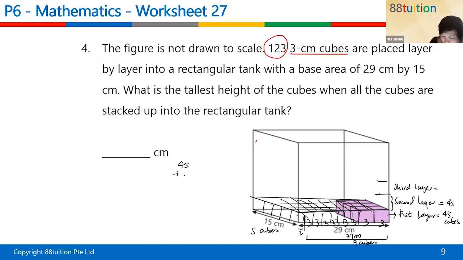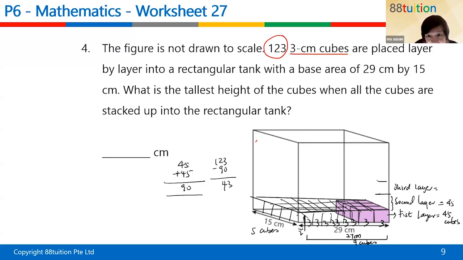You have 45 and 45. You will get 90 in the two layers. You use 123 minus 90, then you will get 33 left. Something like that.